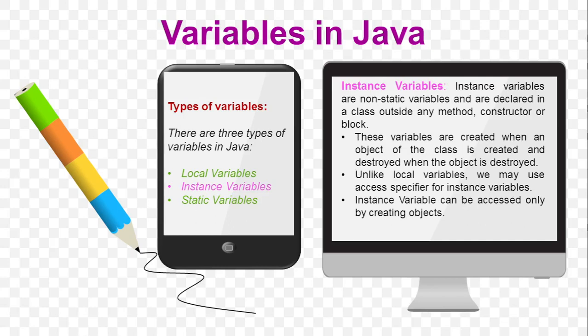Now we'll go to the next type of variable, the instance variable. An instance variable is a class variable. It is known as the class variable.